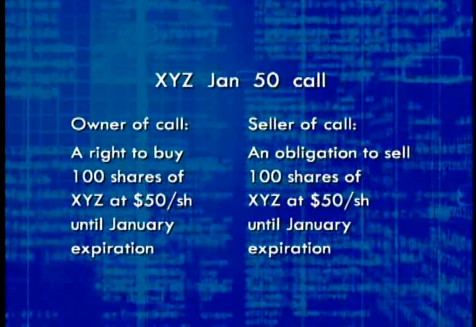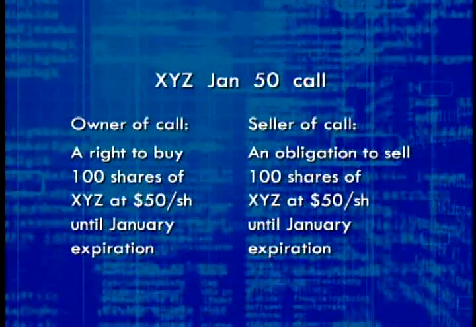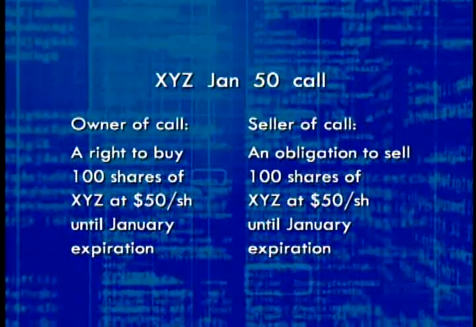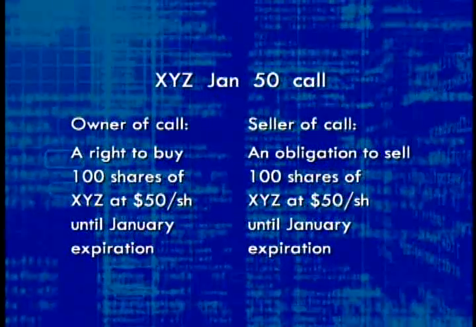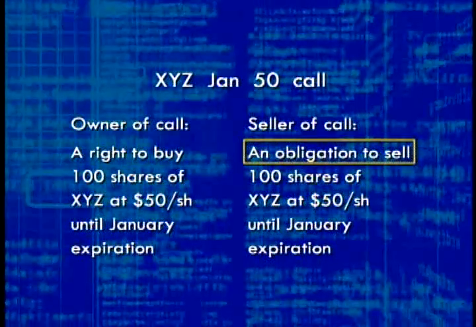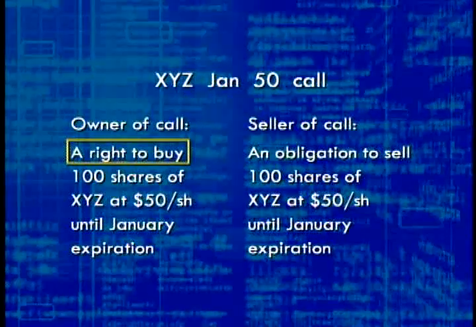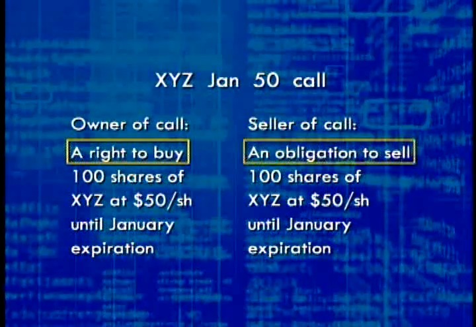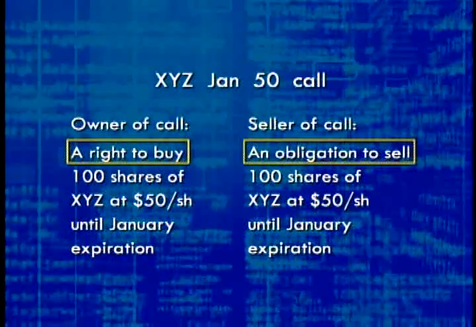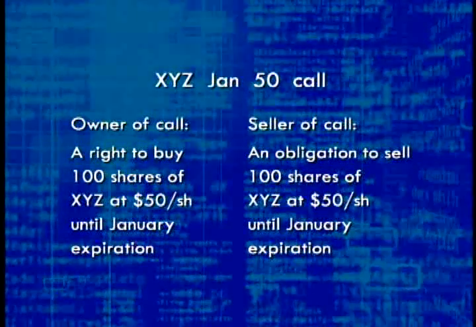So there must be someone who, if they decide that they want this right now and they want the stock, should provide the stock on demand. Now, this person would have an obligation to sell. So notice, for a right to buy, there has to correspond to that an obligation to sell the stock. We would call this person the writer of the call.